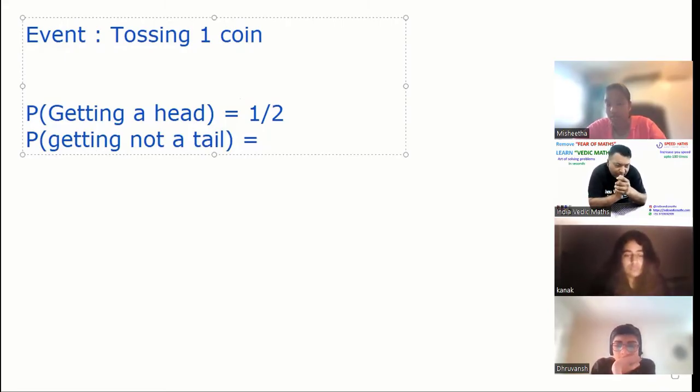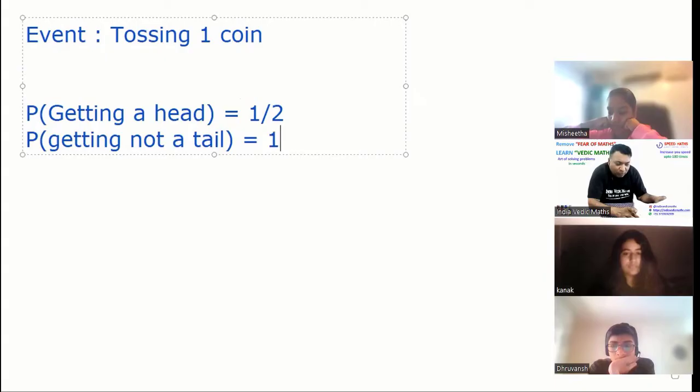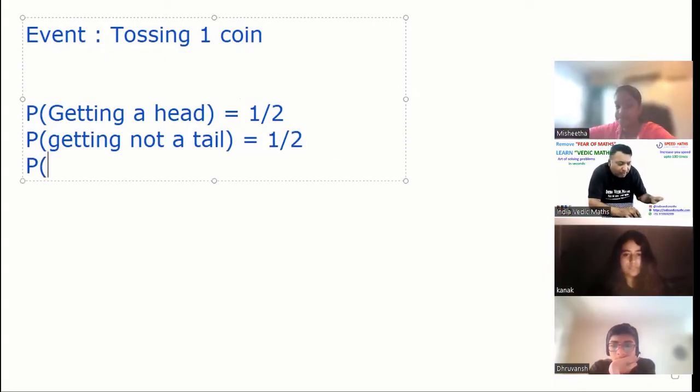Probability of getting not a tail means you don't want tail. It means you only get head. Again, the probability is 1 over 2. What is the probability of getting either head or tail?